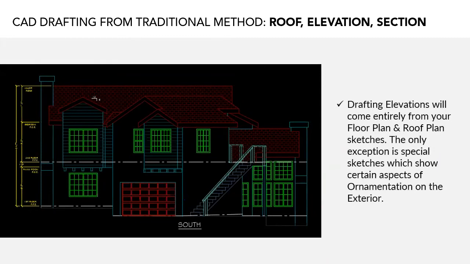And so drafting elevations, that'll come entirely from your floor plan and roof plan sketches. The only exception is maybe those special sketches where you showed certain aspects of ornamentation on the exterior. But drafting elevations will entail placing all windows and doors correctly with the correct heights. And of course, it's important to ensure that they correspond directly with the floor plan in those cases. Any decorative items that you sketched and measured can be drafted at this time as well. Drafting a roof and elevation view is one of the most difficult challenges, as it needs to correspond perfectly in all other elevation views.